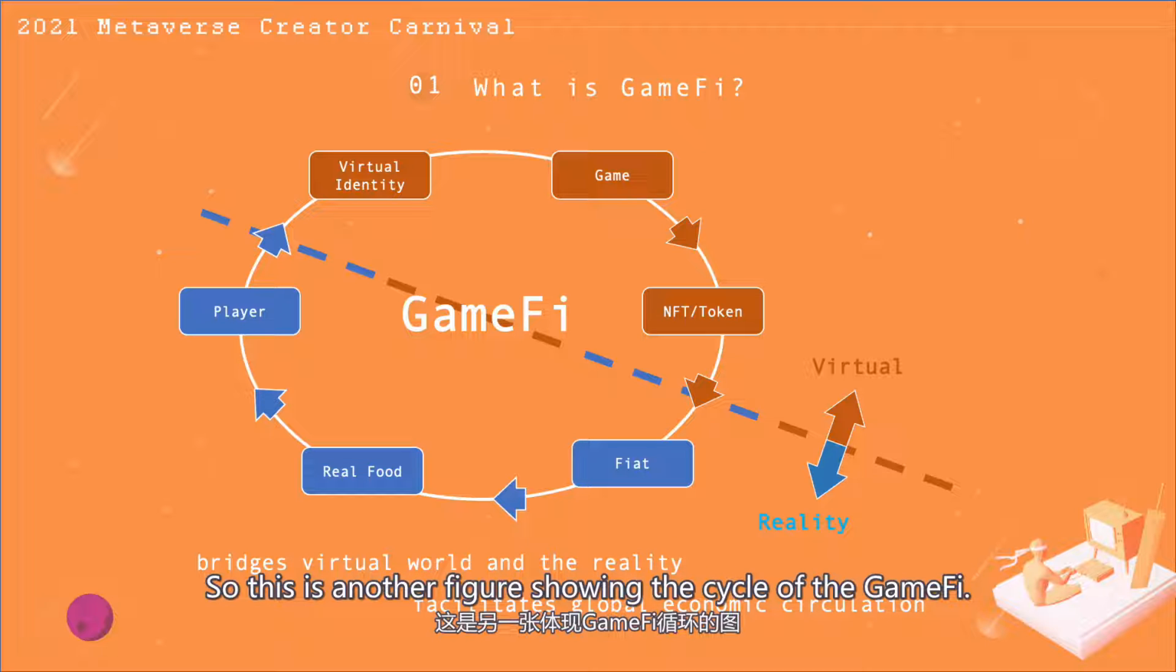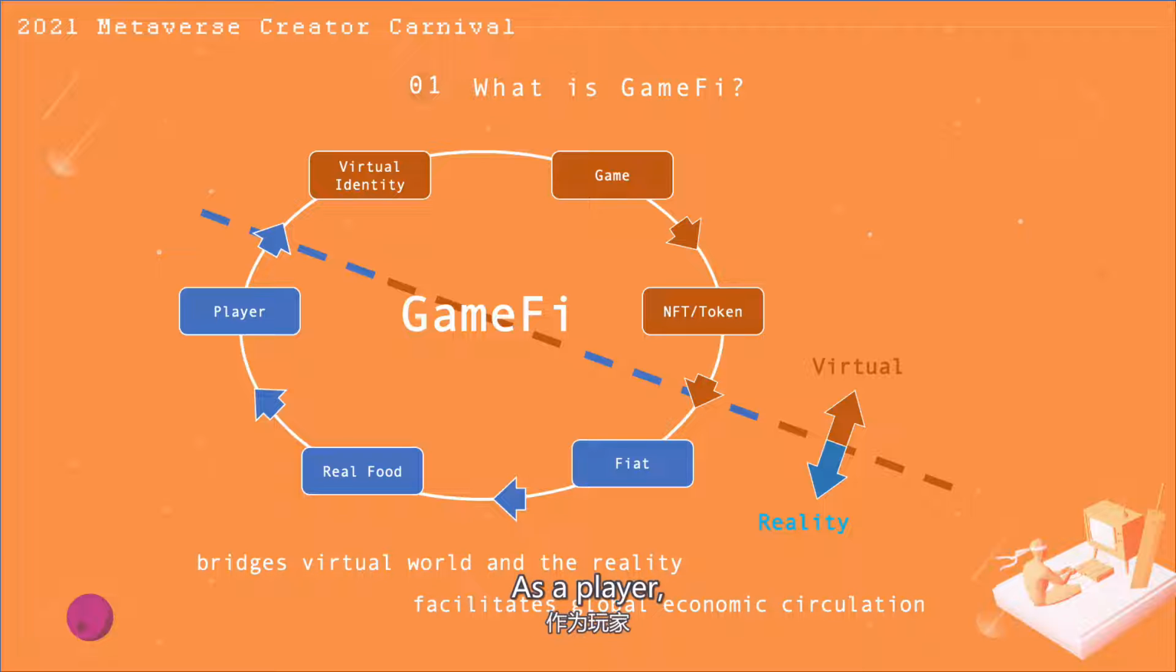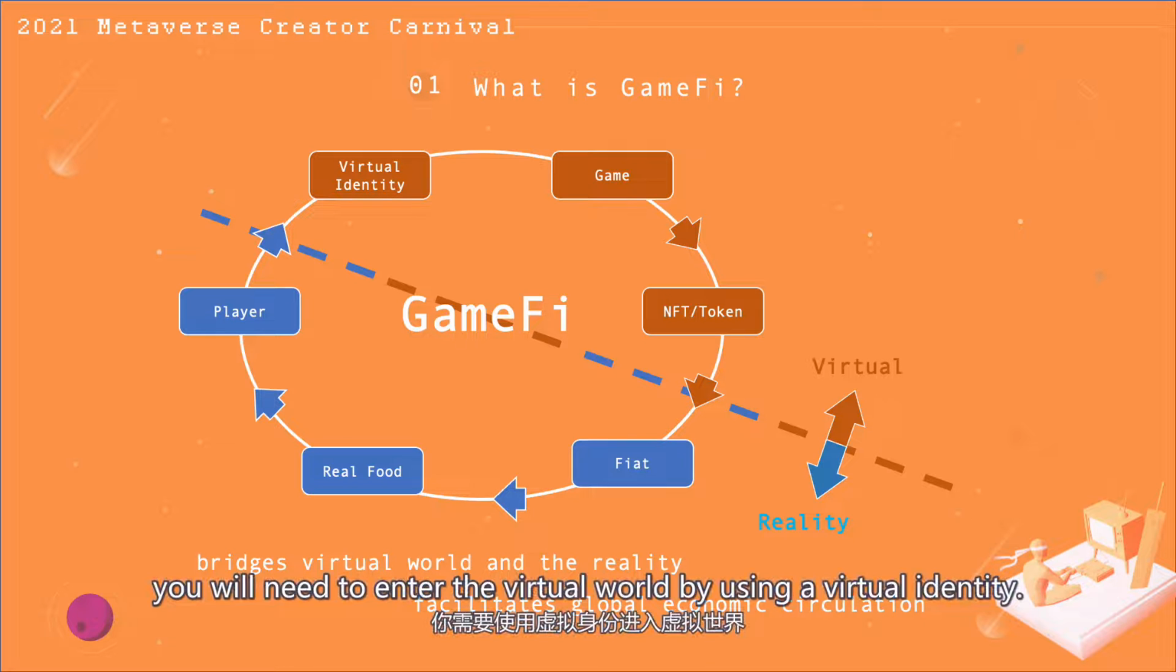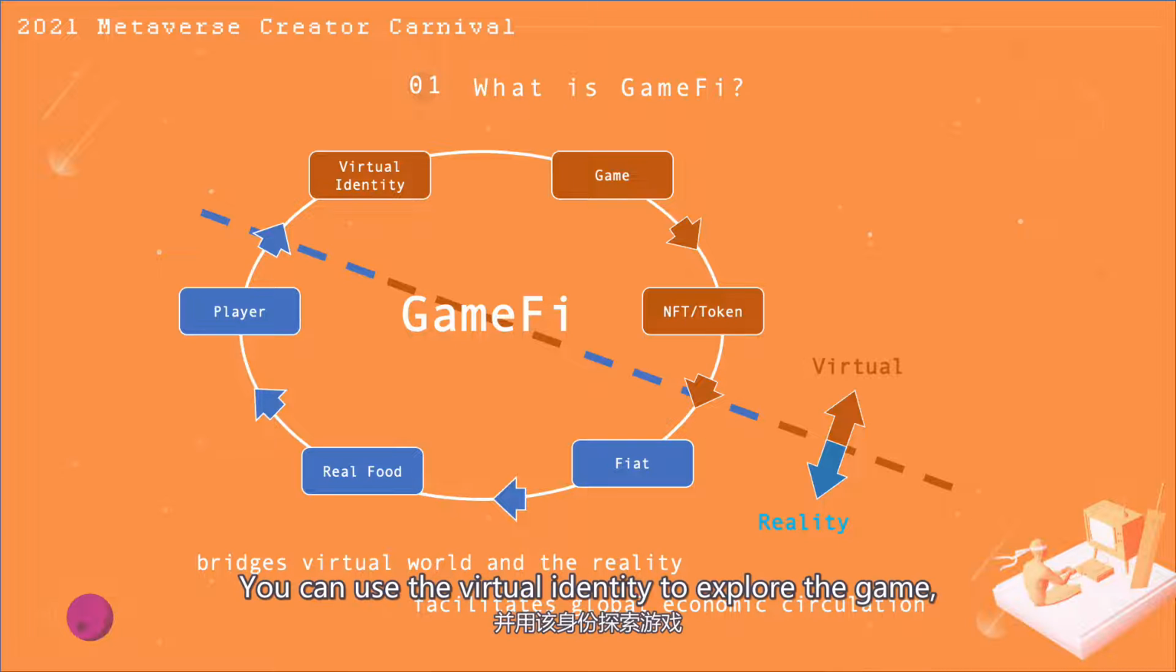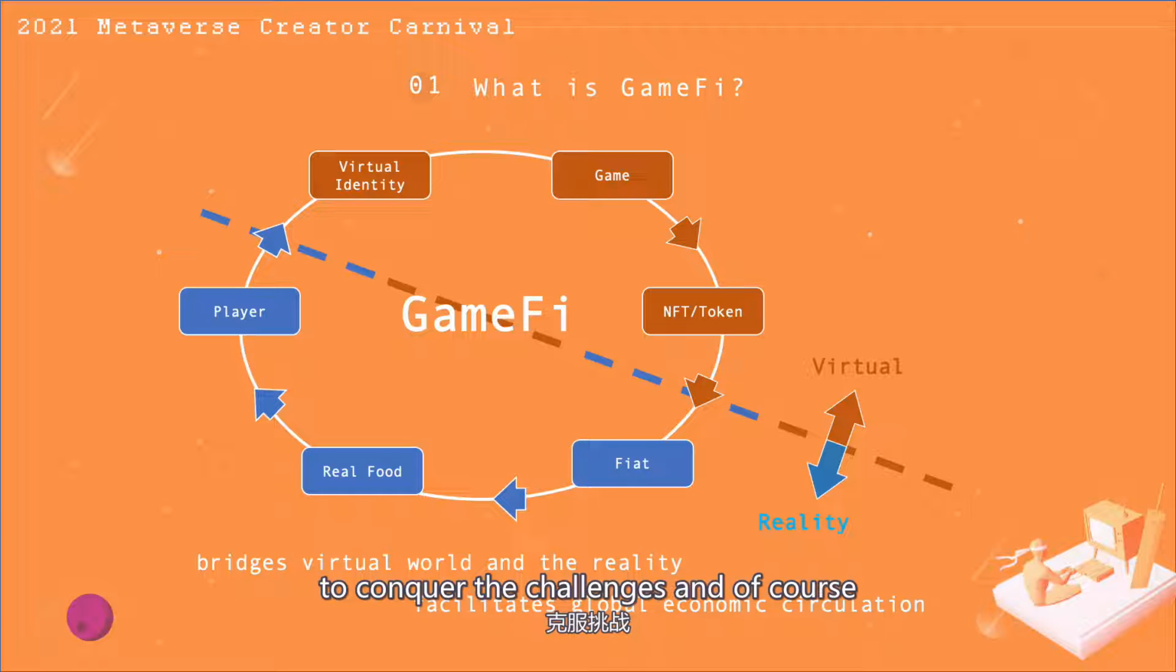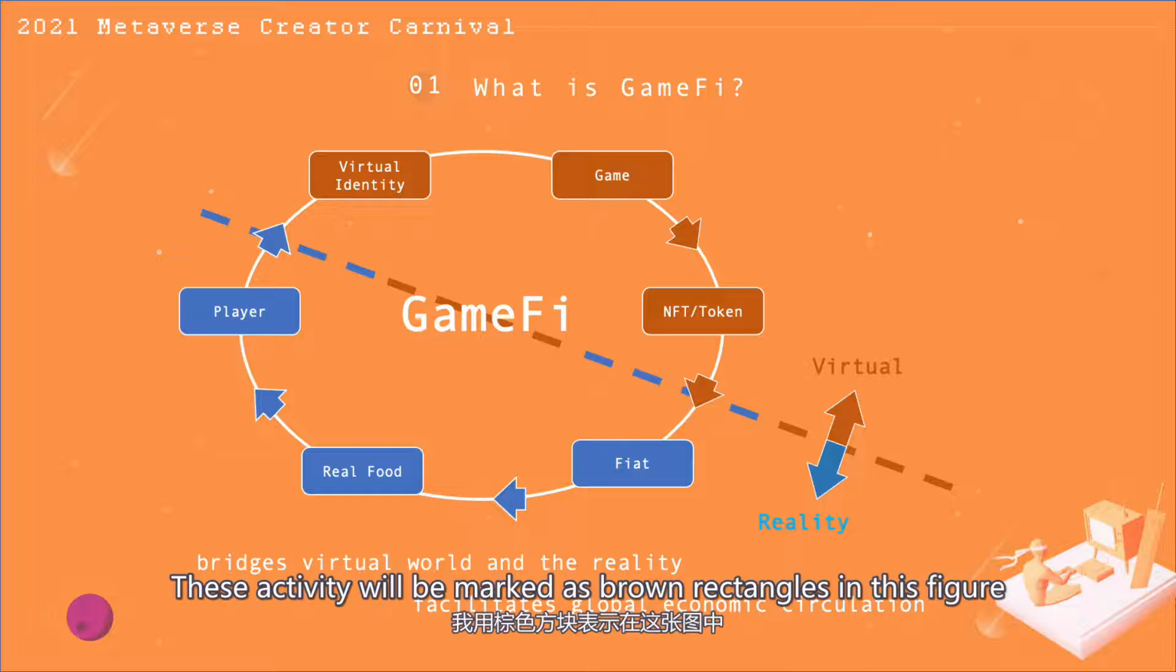So this is another figure showing the cycle of Gamefi. As a player, you will need to enter the virtual world by using a virtual identity. You can use the virtual identity to explore the game, to conquer the challenges, and of course, you will be rewarded by NFTs or tokens. So these are the activities in the virtual world. These activities are marked as brown rectangles in this figure.